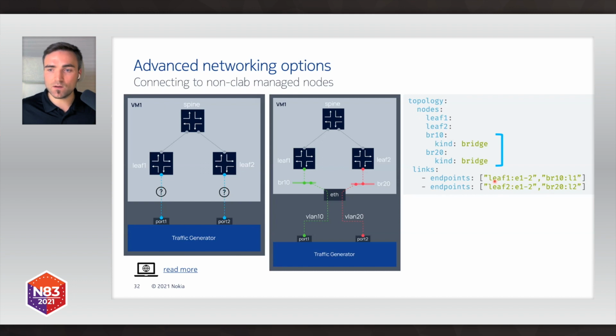So what you say here is that I want my leaf1 interface e1-2 to be connected to the bridge br10 interface l1. This interface name is really imaginary; it doesn't matter how you name it, but it will connect leaf1 to the bridge. Then all it takes is making sure that the traffic generator is connected to the same bridge. You do your VLAN propagation or some other techniques, just to make sure that there is L2 connectivity between this bridge and the traffic generator port that you use. By doing that, you can easily push traffic from the traffic generator all the way to the topology that you created with Containerlab, and it will all happen magically.